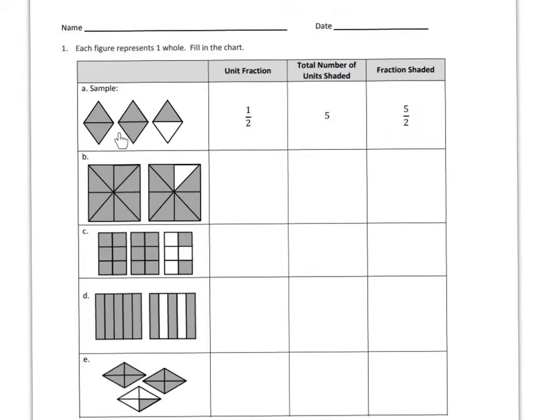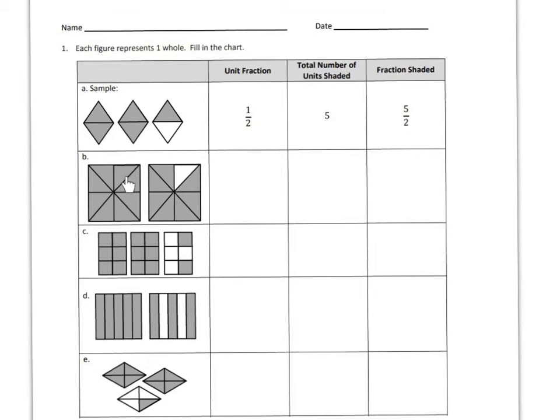And again, my bottom number, or my denominator, is not the total number of triangles that I have. It's how many triangles are in one whole. This is a whole. There are 2 triangles. That's my bottom number, or my denominator. 5 is the number that's shaded.